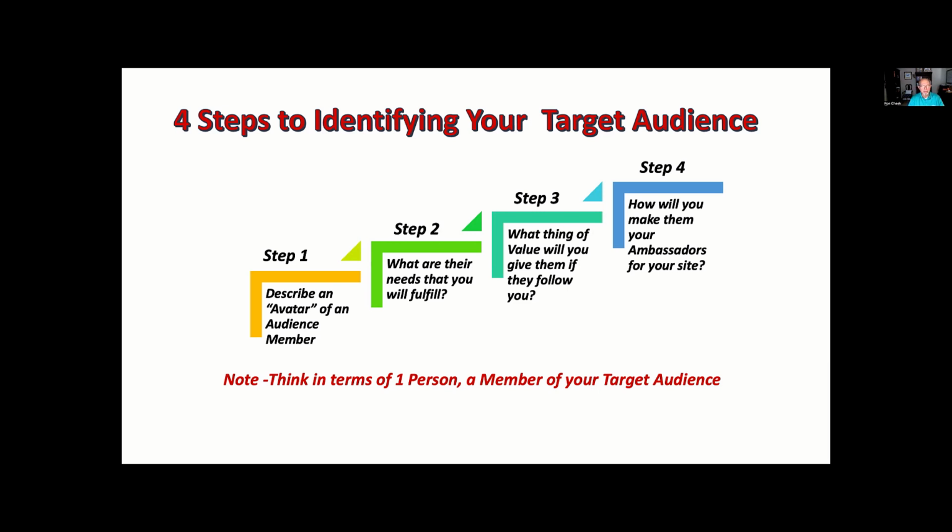So what are the problems? What kind of value, step 3, will you give them if they follow you? And step 4, how will you make them your ambassadors? What are you going to get them so excited about that they're going to want to read more and they're going to want to share it with their friends? Remember, when you talk on this site, you don't talk to groups.